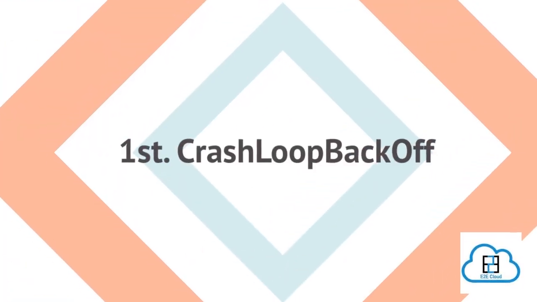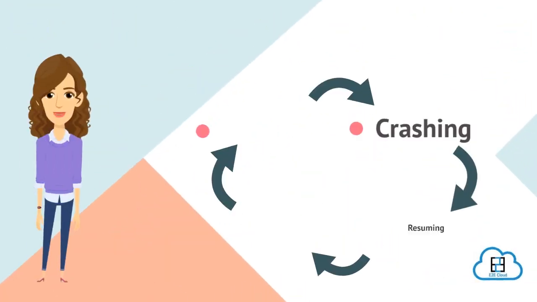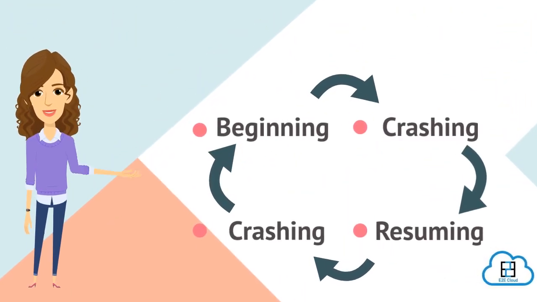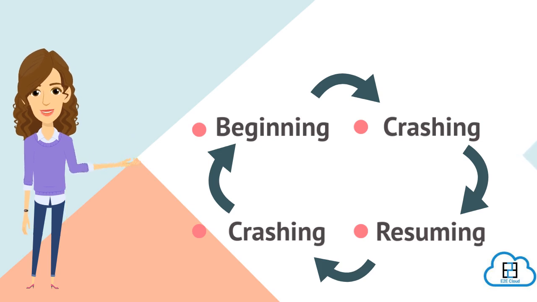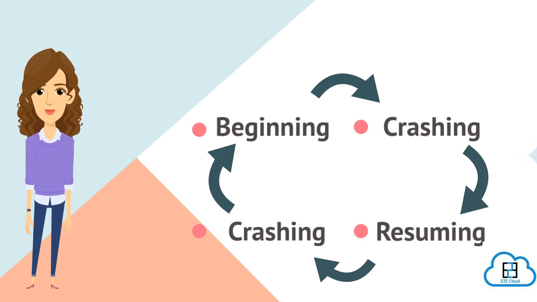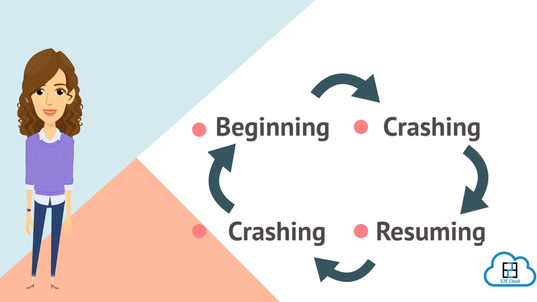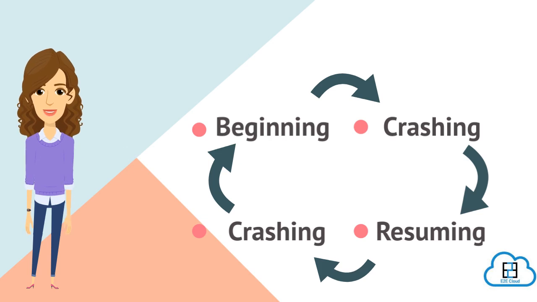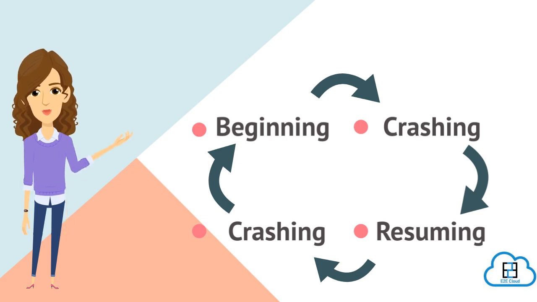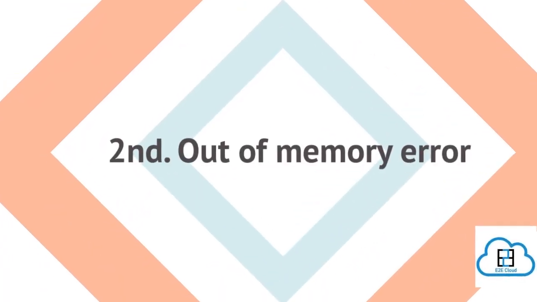First is CrashLoopBackOff error. This means a container in the pod is beginning, crashing, resuming, and crashing again. That is, the process in your container has failed. This could happen either due to a shortage of CPU or memory resources, or when many containers attempt to lock the same file. Second is out-of-memory error.